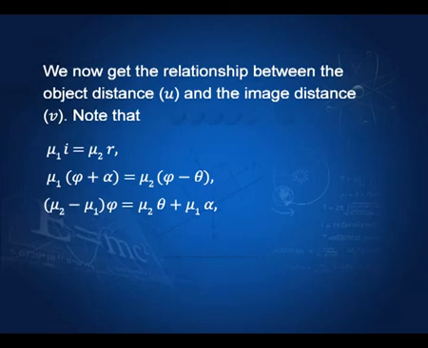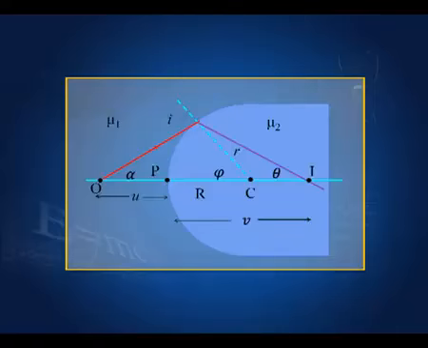We now get the relationship between the object distance u and the image distance v. See, in the case of the mirror also we got 1 by v plus 1 by u equal to 1 by f. Let us see what kind of relationship we get in this case. So, again we take the convex surface towards the medium mu 1, and again the structure is the same.